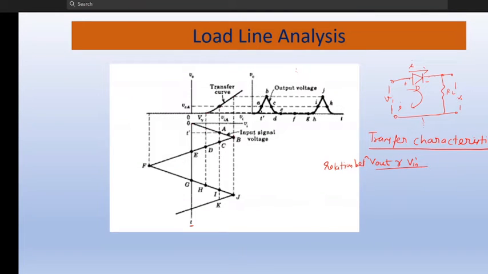As I told you, transfer characteristics means the relation between output voltage and input voltage, right? So if I have plotted my input voltage in this way, this is the input voltage. At different time instants, you can see that this point is shown here. So we have marked some different instants of time on the input signal.